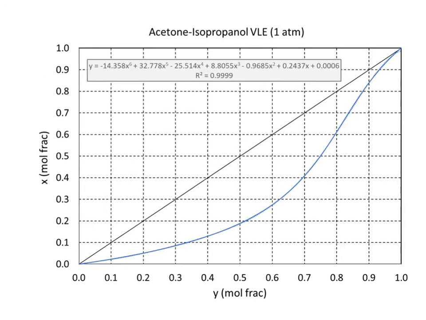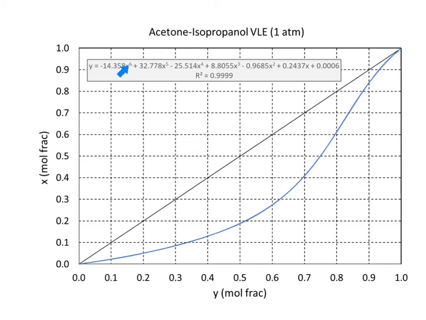It turns out that what would be more useful for me in the way I set up the simulations, as you'll see in a future tutorial, is if I could find the x value, the mole fraction in the liquid phase, knowing the mole fraction in the vapor phase. And so I just turn that graph around. And then again, I fit it with a polynomial equation.